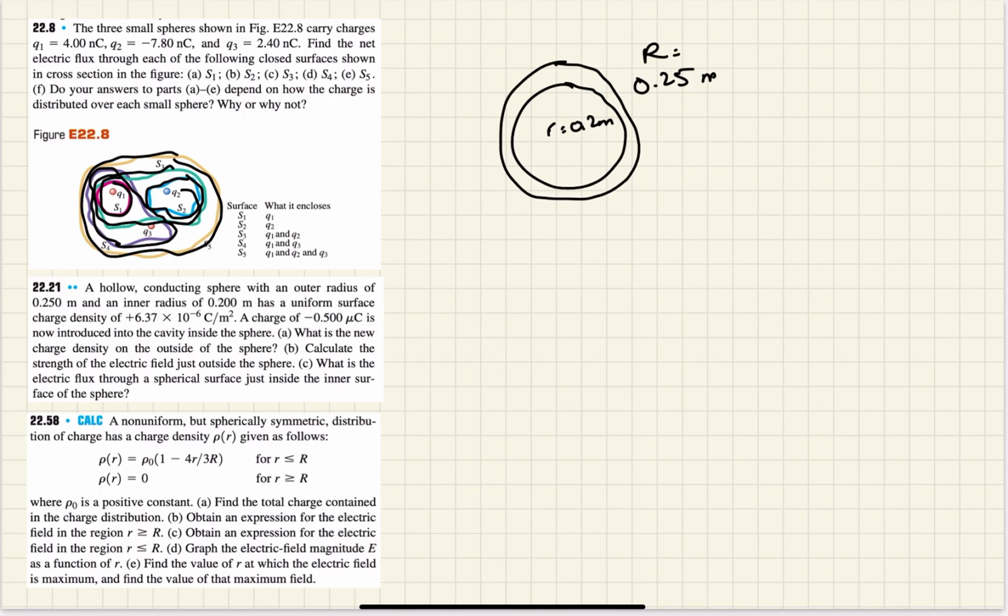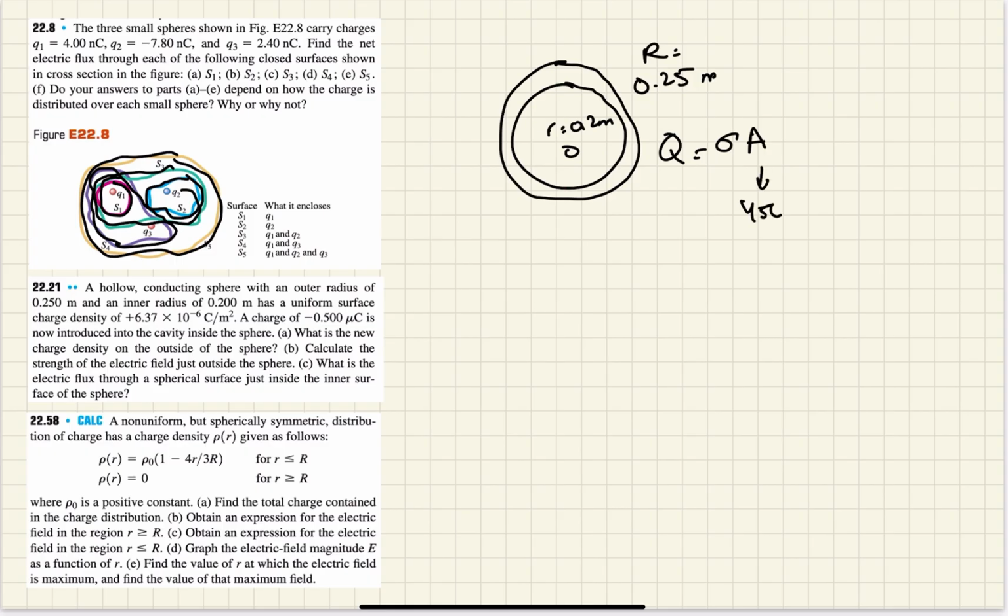Now you got a charge of negative 0.5 microcoulombs inside the sphere. What is the new charge density? Okay, so before it was introduced, you can calculate the total charge as the charge density. So in this case, it's per meter squared, so it's sigma, times area. The area of a sphere, the surface area, is 4 pi r squared.